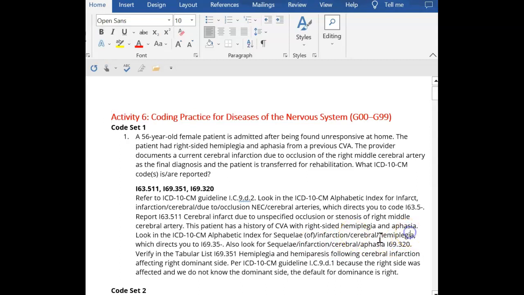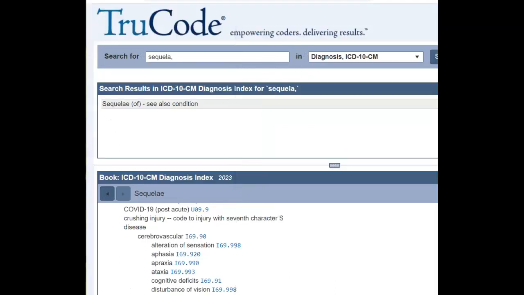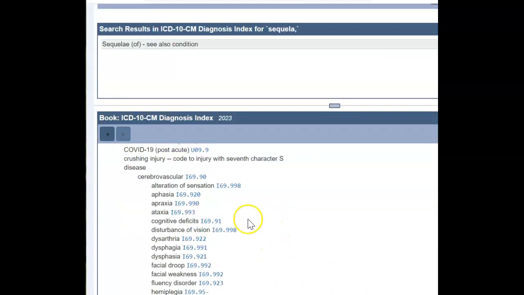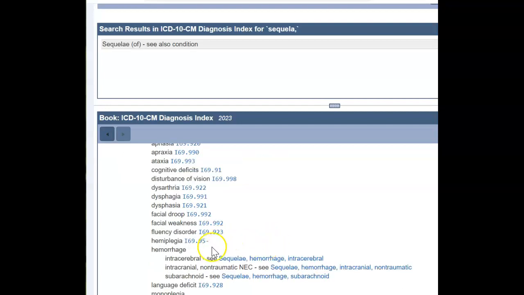They're having trouble talking. They're having, again, left or right side hemiplegia. So a little paralysis going on. So that's why we want to go with sequela. And if you go disease, if you can see here, we go to cerebrovascular. We want to go to codes aphasia. And then we want to go ahead and code hemiplegia.